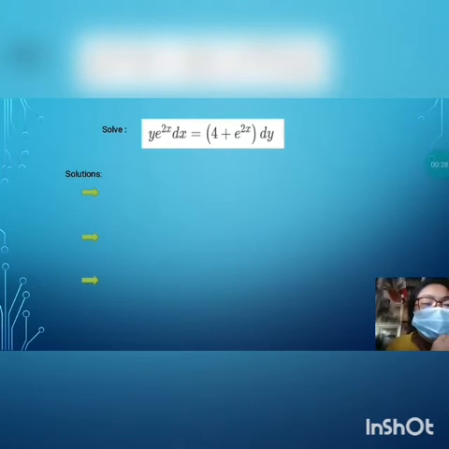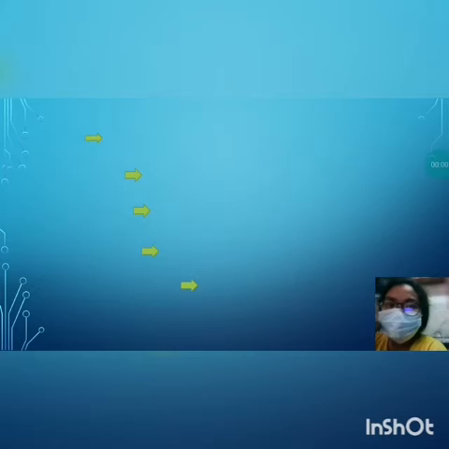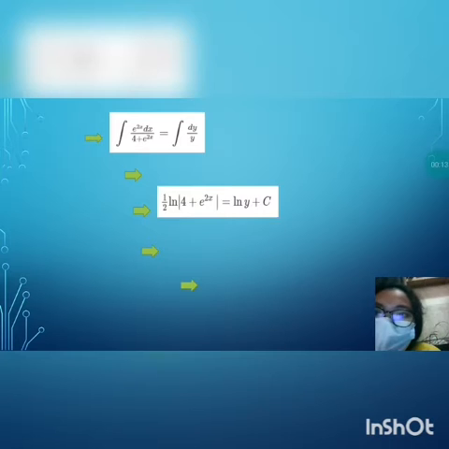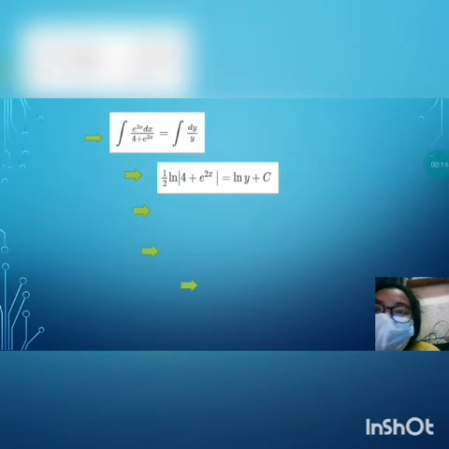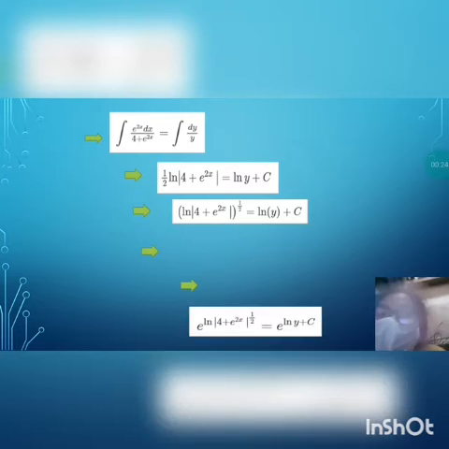So let's solve y times e raised to the power of 2x dx equals 4 plus e raised to the power of 2x dy. So we have to integrate. The integral of e raised to the power of 2x dx over 4 plus e raised to the power of 2x equals the integral of dy over y. So the answer is 1/2 ln of 4 plus e raised to the power of 2x equals ln y plus c.